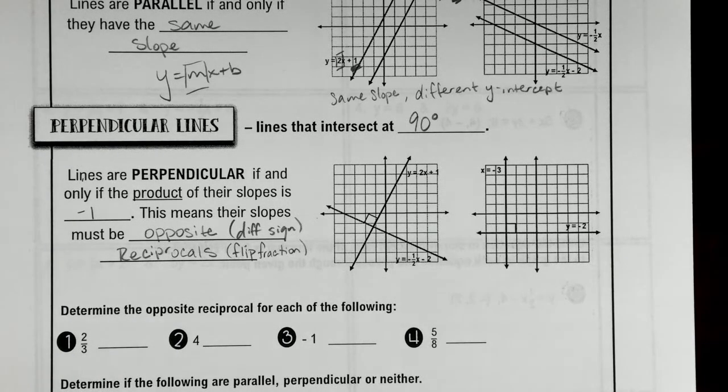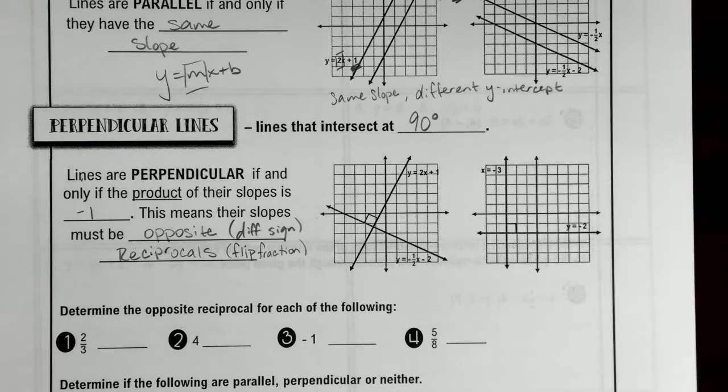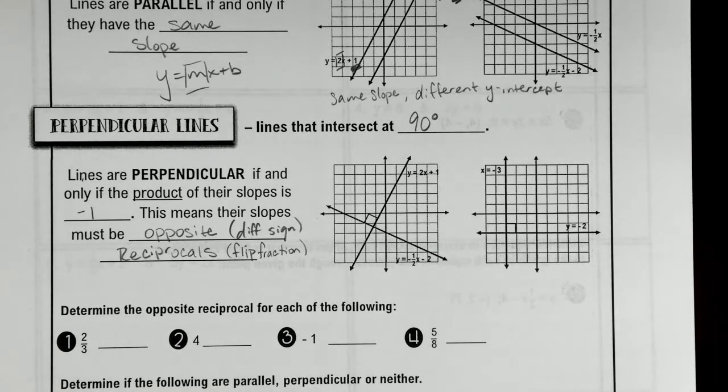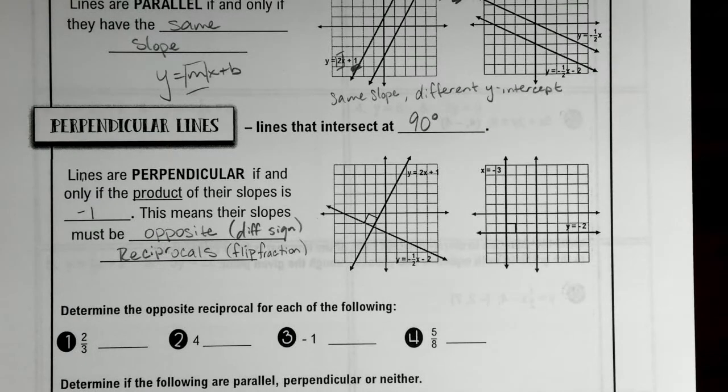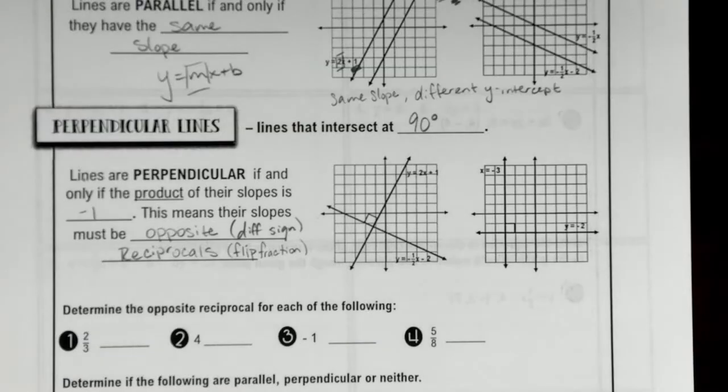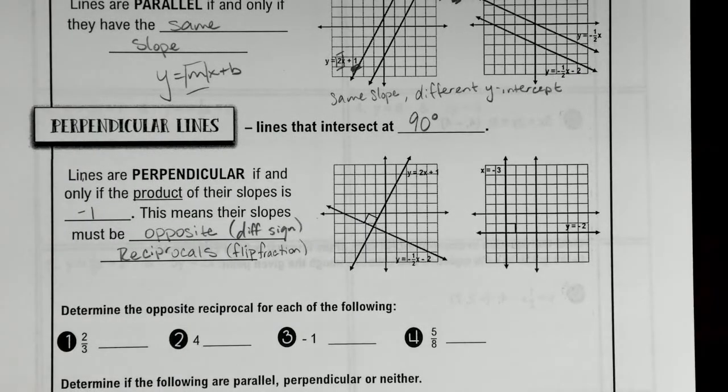So parallel lines have to have the same slope. Perpendicular lines have to have opposite reciprocal slopes. I don't care about the y-intercept, guys. For perpendicular lines, I don't care about the y-intercept, but they must have opposite reciprocal slopes. Again, opposite means a different sign. Reciprocal means that the fraction is flipped. So you have two steps to get the slope for a perpendicular line.